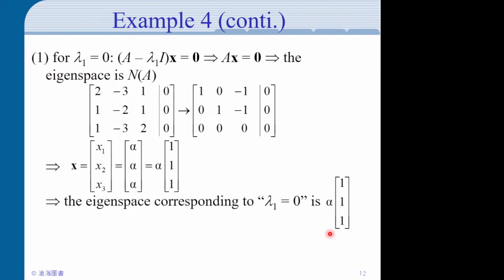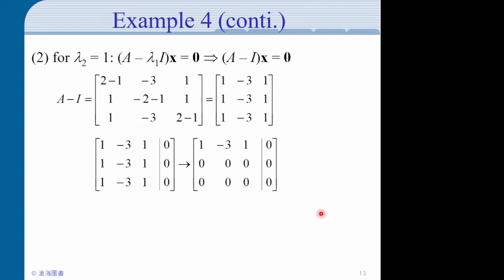So the eigenspace is everything in terms of alpha times 1, 1, 1, and the eigenvector is something proportional to this 1, 1, 1. Okay, and so how about lambda 2? Lambda 2 is 1, and there is a twice root in it. Okay, and so A minus lambda 2 I.